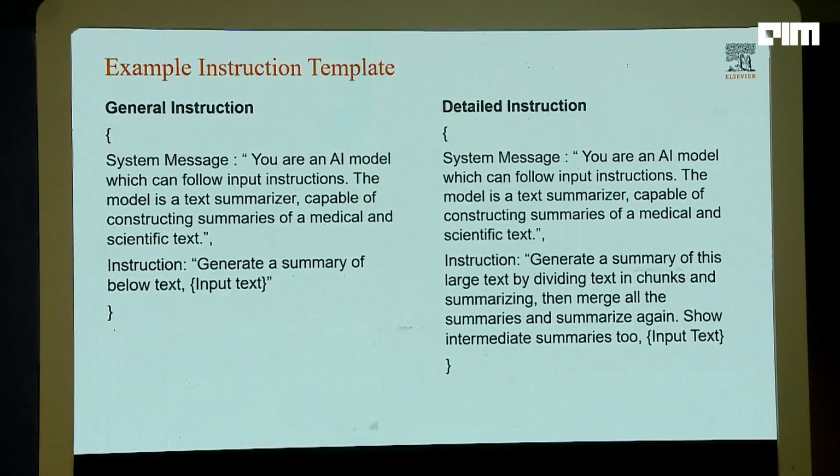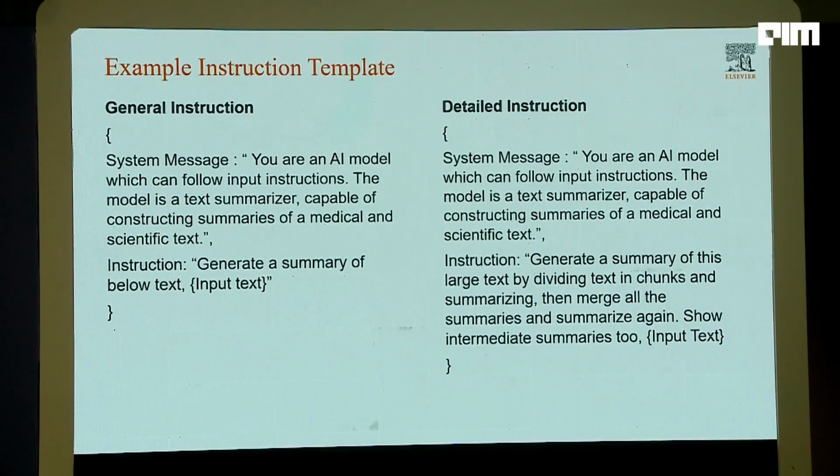There are two ways with which you can instruct a role or persona to the model. One is you can put those detailed instructions in the instruction itself, or you can put them in the system message of the model. In the system message, we put: you are an AI model which can follow input instructions. The model is a text summarizer. I'm taking the example of a text summarizer, and it is capable of constructing summaries of medical and scientific text. The instruction given in the prompt is: generate a summary of the below text, and then the paragraph was given.